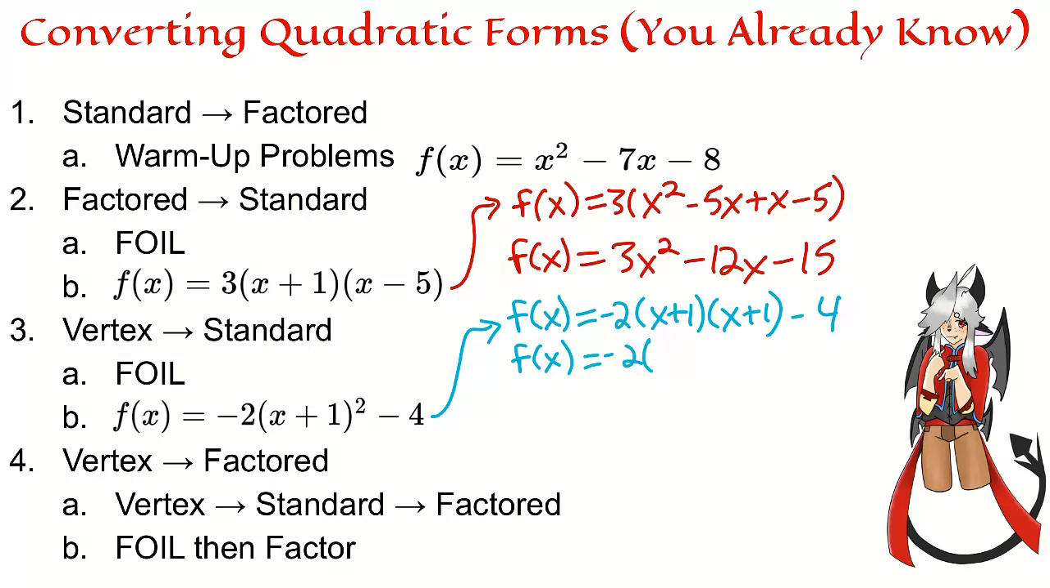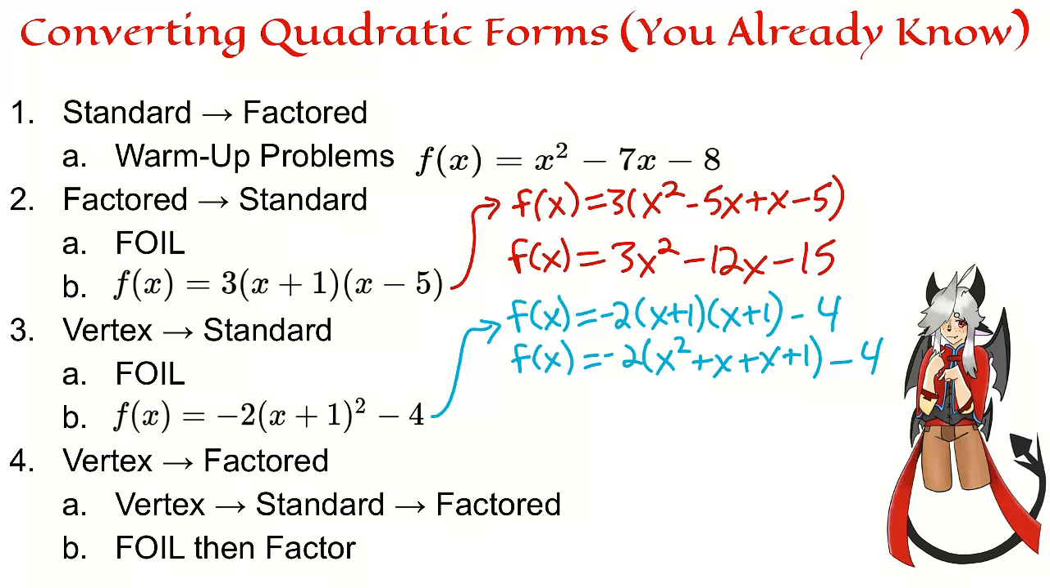So x times x is x squared. x times 1 is 1x, or just x. 1 times x is x. And 1 times 1 is 1. And then I still have that minus 4 outside.